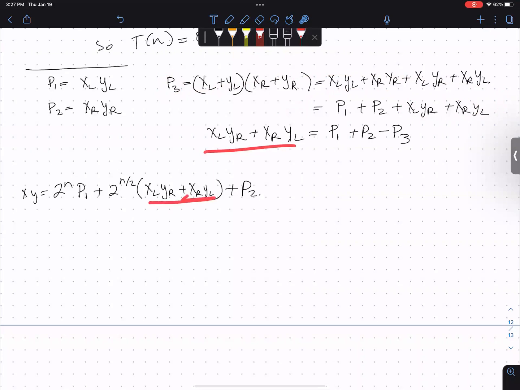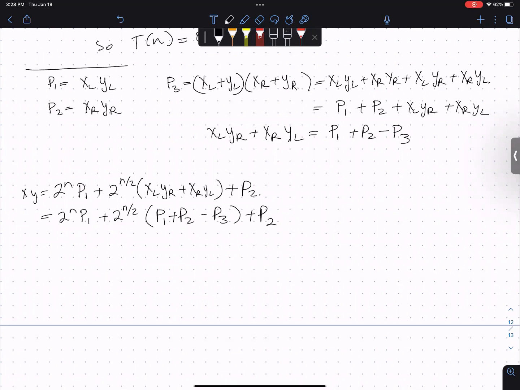Now let's put this in here. This is 2 to the n, P1 plus 2 to the n over 2, P1 plus P2 minus P3 plus P2. All right, so now notice that we will need to do 1 multiplication to get P1, 1 multiplication to get P2, and just 1 multiplication to get P3. So hopefully that will give us a faster algorithm.